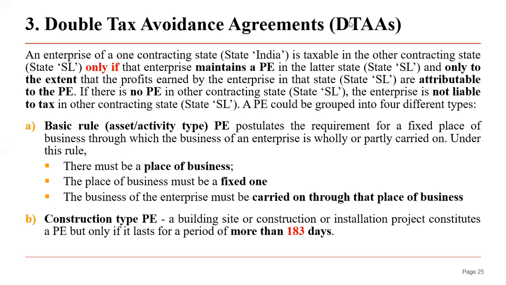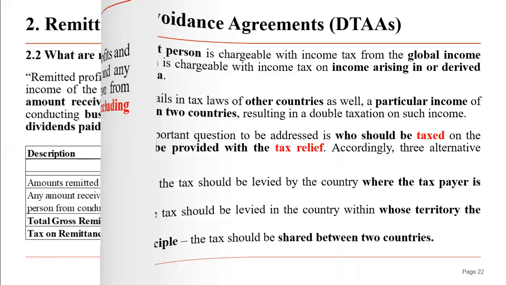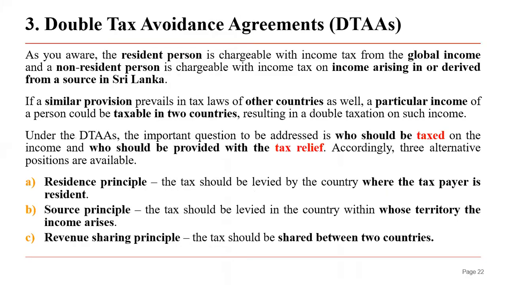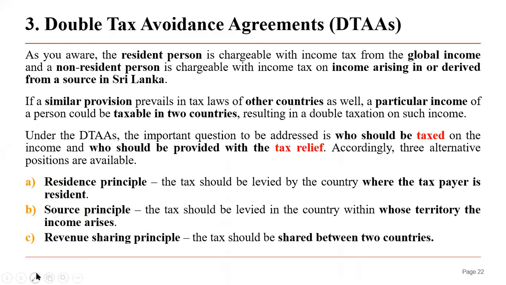Right. We'll start today where we stopped. Basically, what we discussed up to now is non-resident taxation and the double tax avoidance agreement. We discussed the main principles of double taxation and what is meant by the residency principle, source principle, and revenue sharing principle. Mainly we are dealing with these two, the residency principle and the source principle.